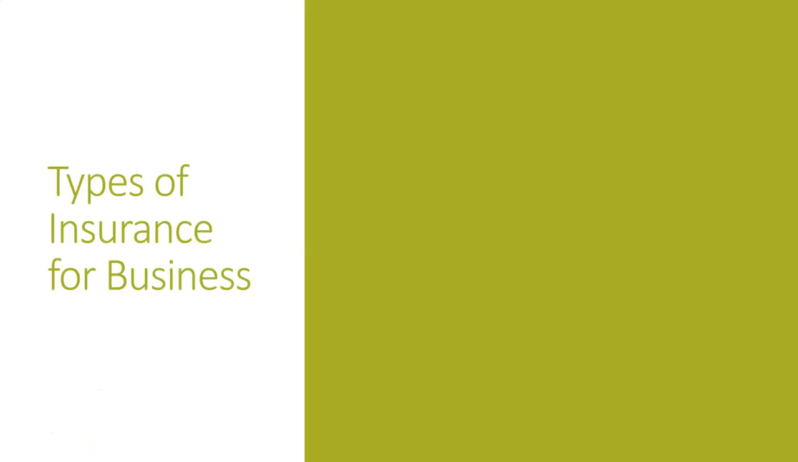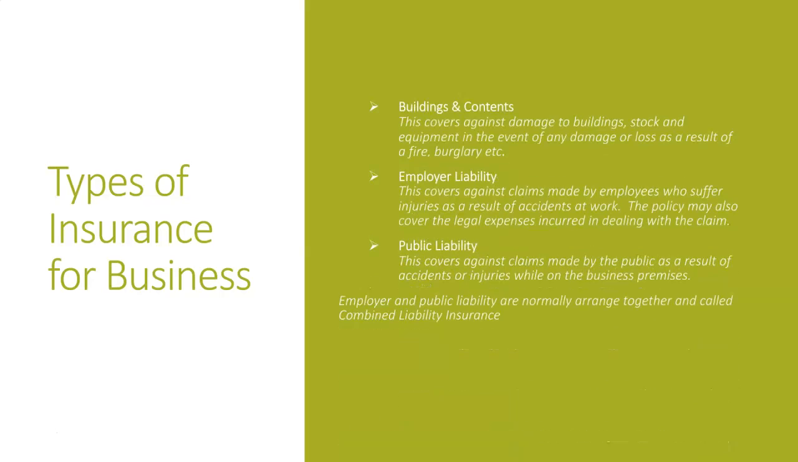These are the types of insurance for business. Buildings and contents. This covers against damage to buildings, stock and equipment in the event of any damage or loss as a result of a fire or burglary, etc. Next one is employer liability. This covers against claims made by employees who suffer injuries as a result of accidents at work. The policy may also cover the legal expenses incurred in dealing with the claim.